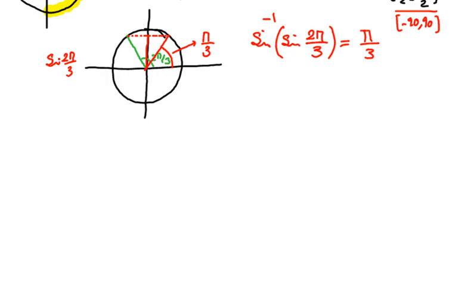Now let's go do something that's going to be hopefully a little bit easier. 39. Cosine inverse of cosine of minus pi over 4.